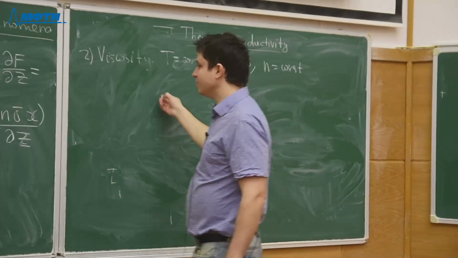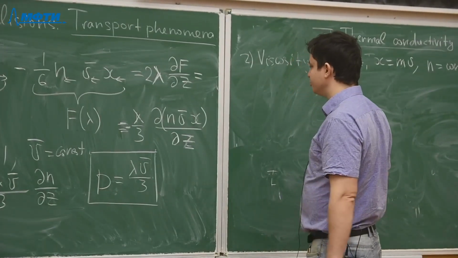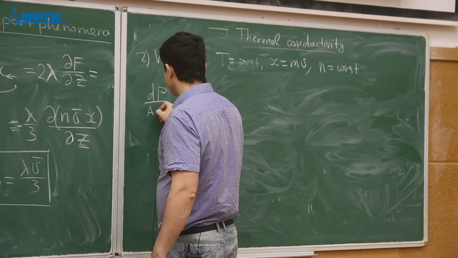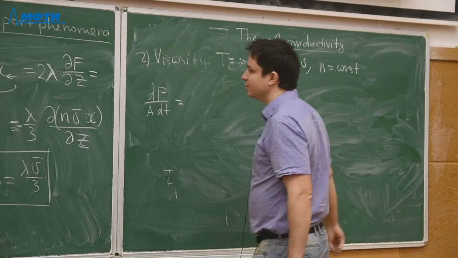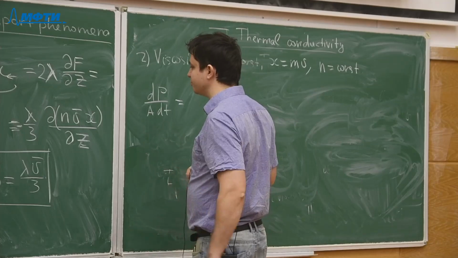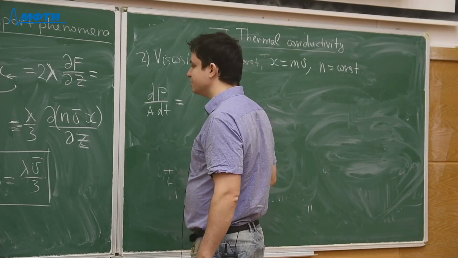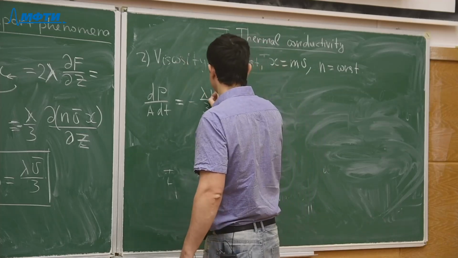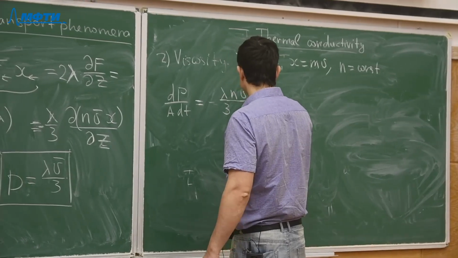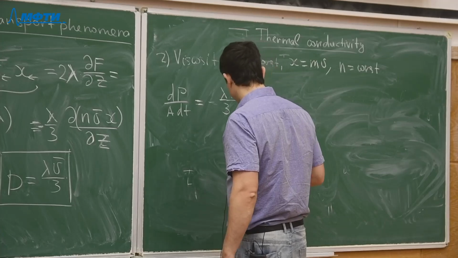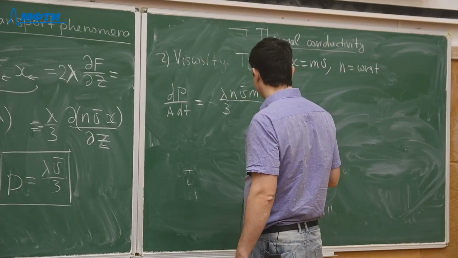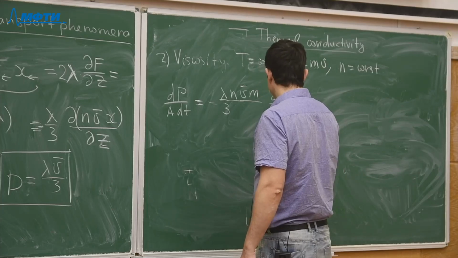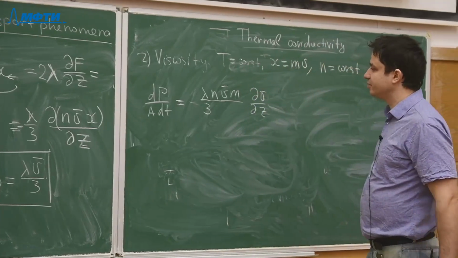That means that if I plug everything in here, then I can take all of the constant values out, and that would mean that the momentum per unit area per unit of time transferred through that plane, which separates different parts of my gas, equals minus lambda over 3 multiplied by n multiplied by average V multiplied by the mass of a single molecule, and again by the derivative dV over dz, where V is the macroscopic velocity.